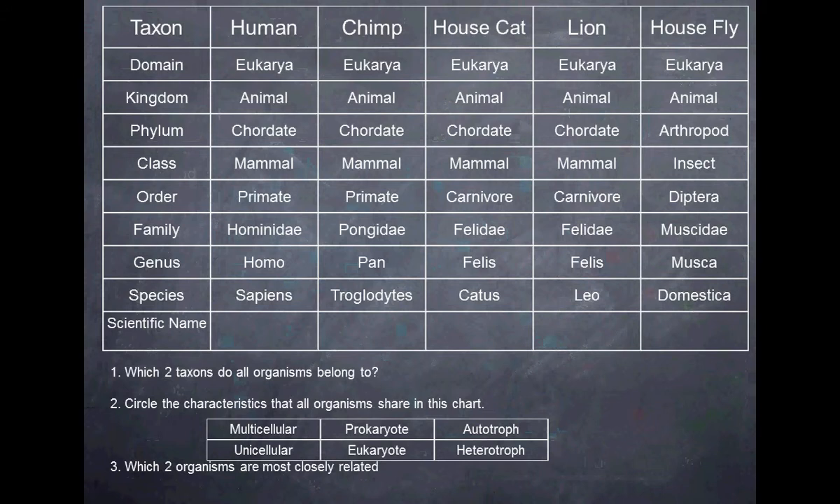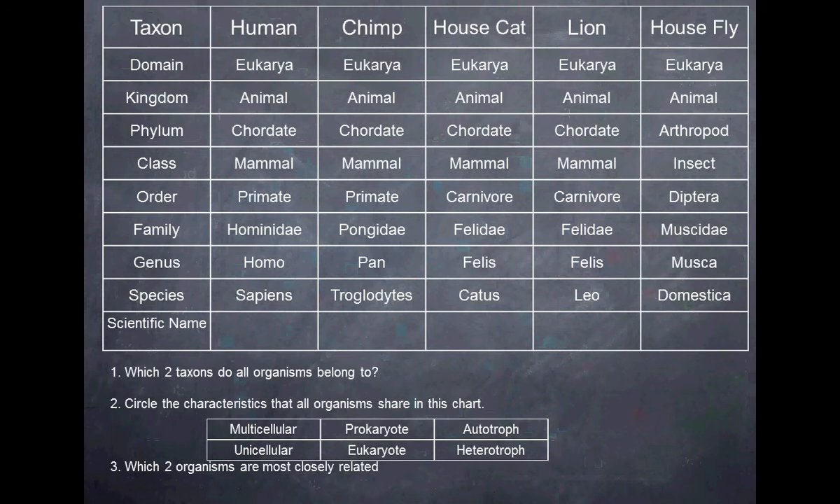All right, so if we look here at a few different species, a human, a chimp, a house cat, a lion, and a fly. We can see their classification from domain all the way down to species. Now, first human. What's the scientific name of a human? Jacob? Homo sapiens. Yeah, Homo sapiens.